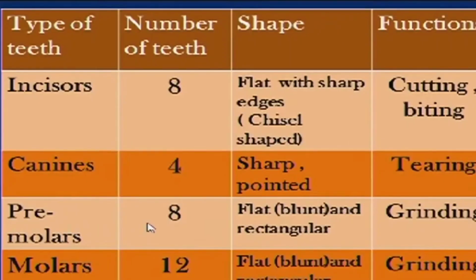Premolars: they are 8 in number, they are flat or blunt and rectangular in shape, and they are used in grinding. Molars: they are 12 in number, they are also flat or blunt and rectangular in shape, and they also help in grinding. Both premolars and molars are used in thorough grinding of the food during the mastication process. Students, in part 1, we understood the significance of mastication to properly digest the food.